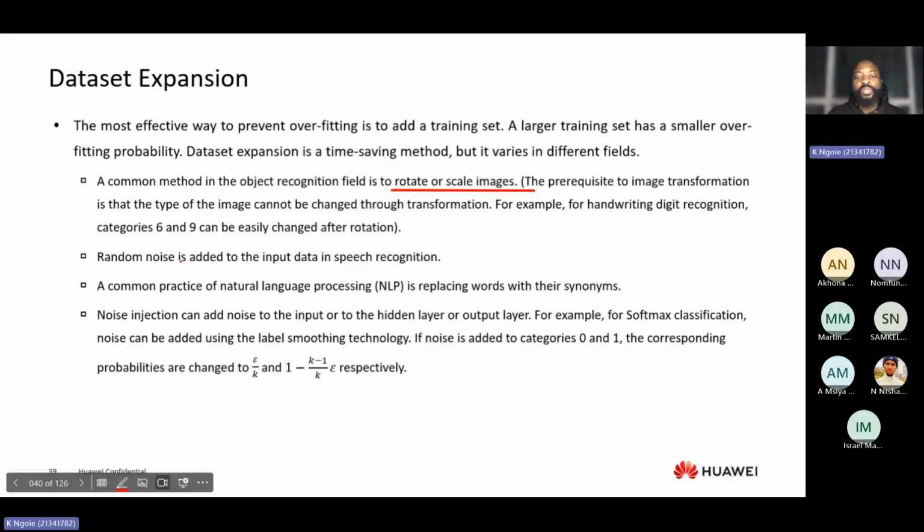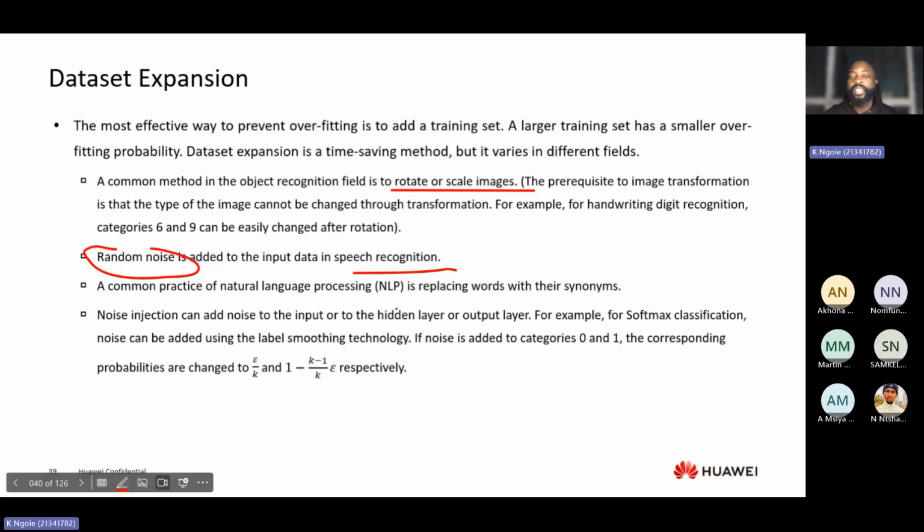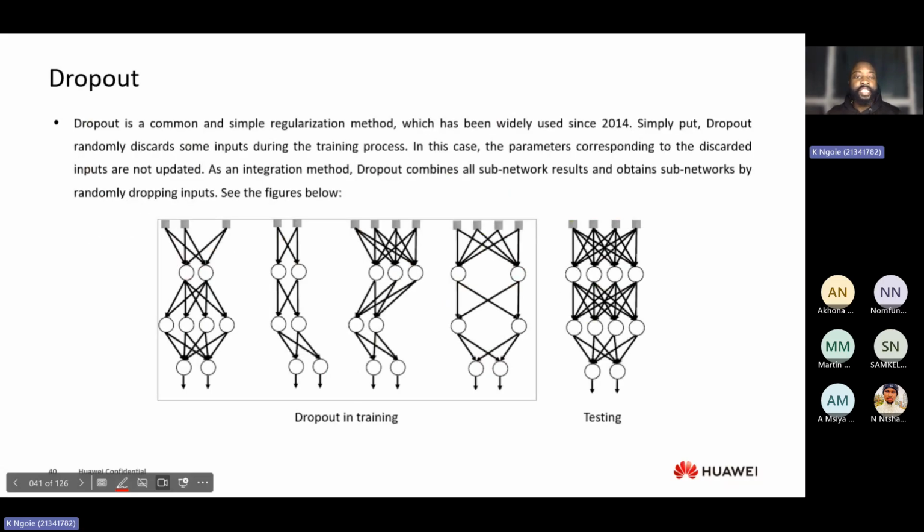When you're dealing with speech recognition, you can add random noise to your training so the system gets used to it. When you're dealing with natural language processing, where you're dealing with certain languages or certain models that have to do with words, you need to replace words by synonyms so that the system understands different meanings of different words and the synonyms used in a certain sense. So those are the dataset expansion methods.